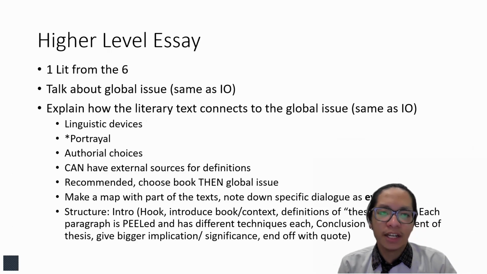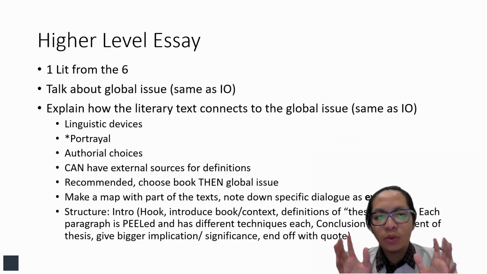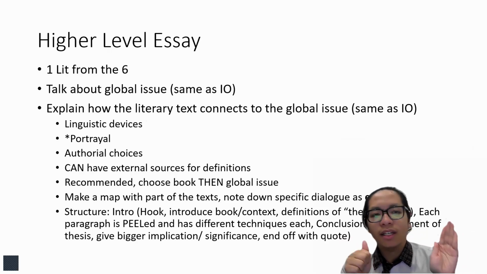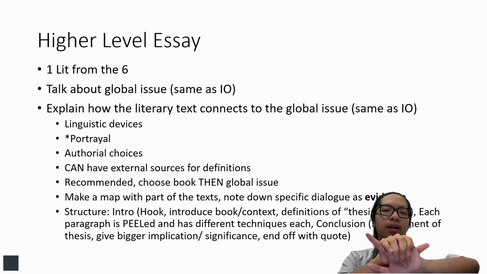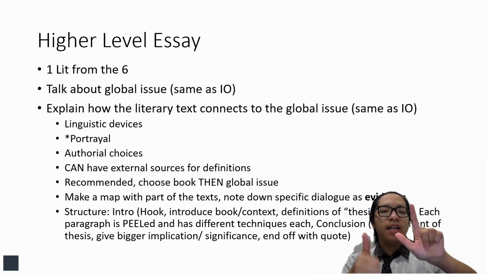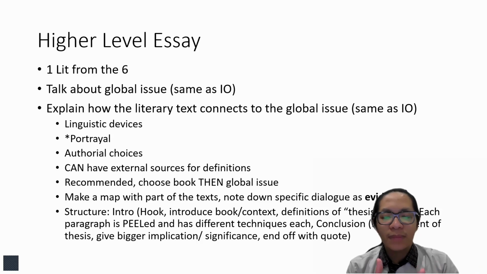Now, the higher level essay. Personally, I did not take English HL, but I've had some very nice tips from friends who did. The higher level essay is choosing one literary work from the six you're given. You'll have two for paper two, one from the IO, one more that you need to take for the HLE, and two more that are completely unused. So just remember that you'll be using four.